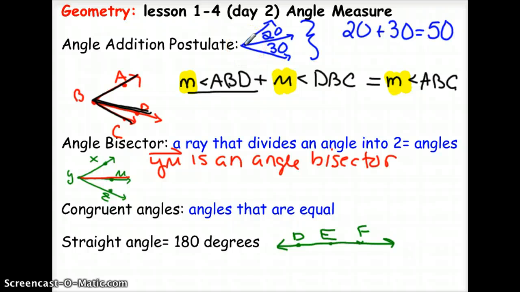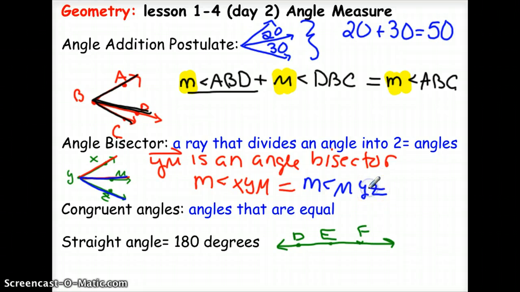And so when I have an angle bisector, it cuts the angles into two equal pieces. Again, I'm talking about the measure of an angle, so I need the measure of angle. This top angle is going to be equal to the bottom angle. So the top angle is the measure of angle XYM. It equals the measure of angle MYZ.